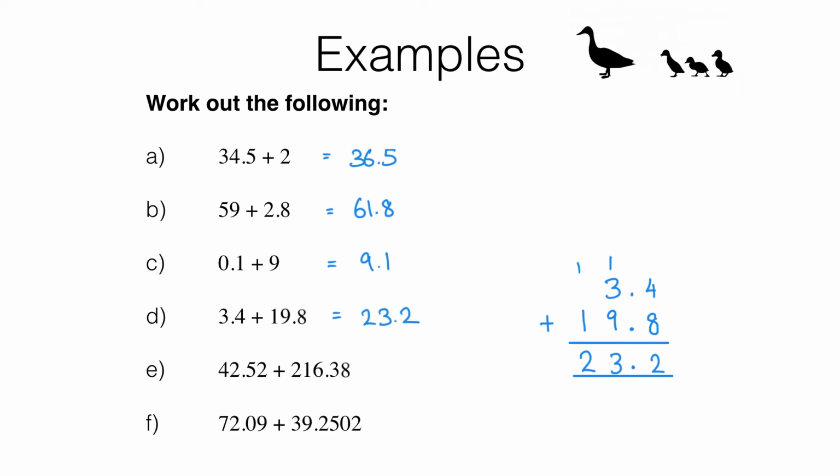By the way, you might prefer to have the 19.8 above the 3.4 in your working. It doesn't matter which way round they go, because it doesn't matter which way round you add two numbers. 3.4 plus 19.8 is equal to 19.8 plus 3.4.